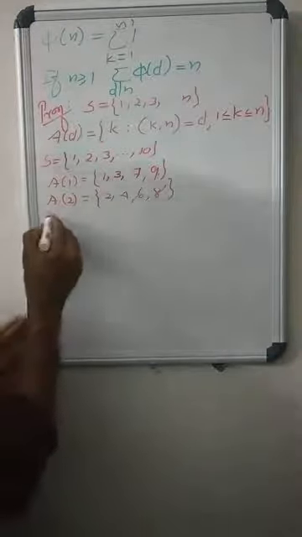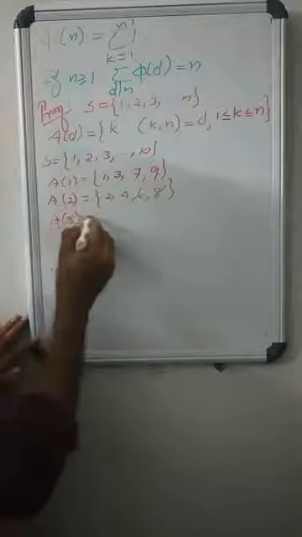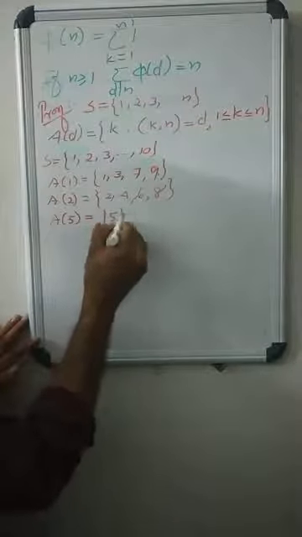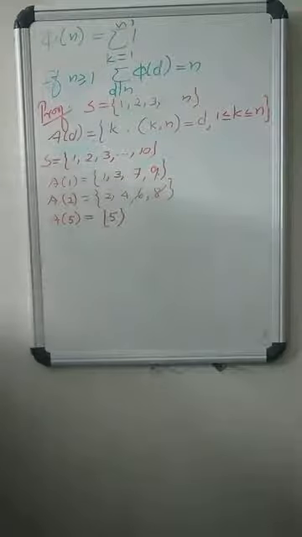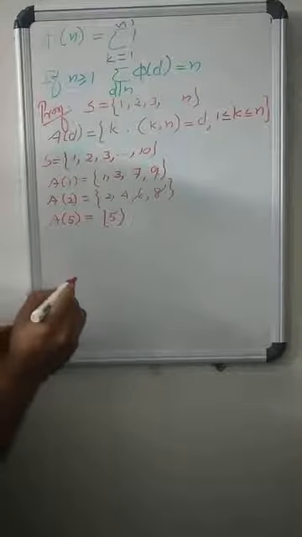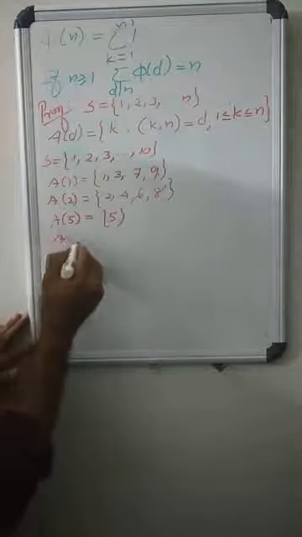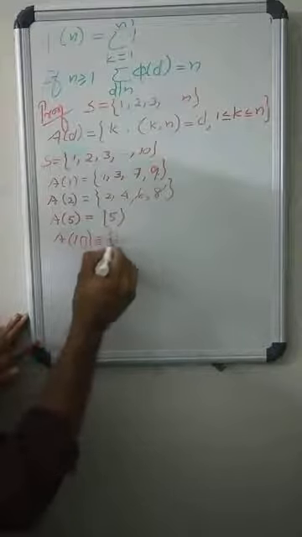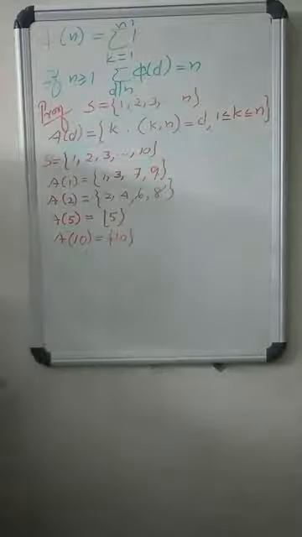What is A of 5? A of 5 equals the singleton set 5. Only the element 5 has GCD 5 with 10. For 6, 7, 8, 9, no such GCDs exist, and A of 10 equals the singleton set 10.